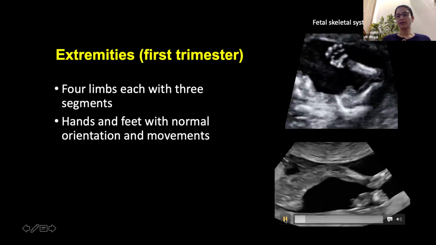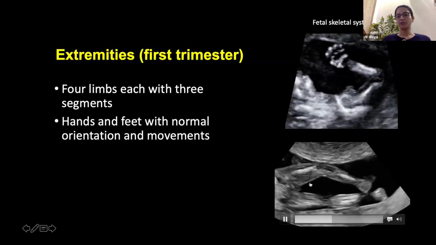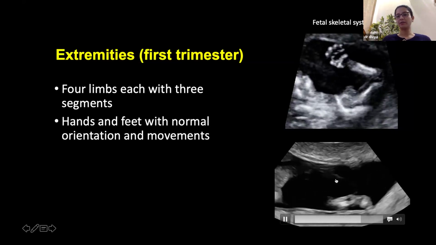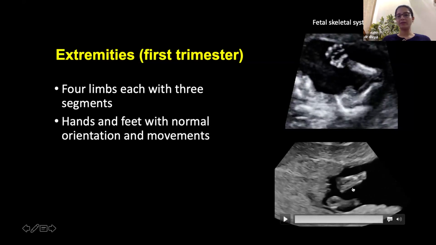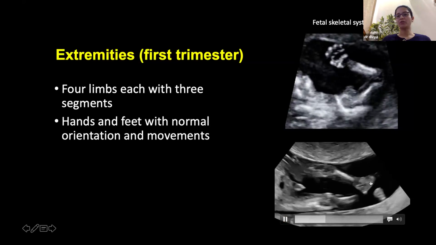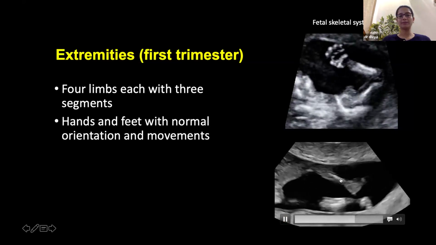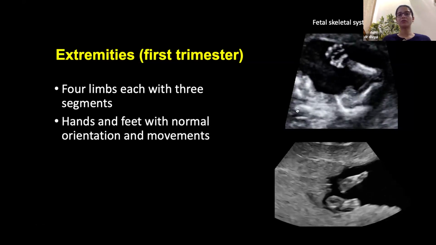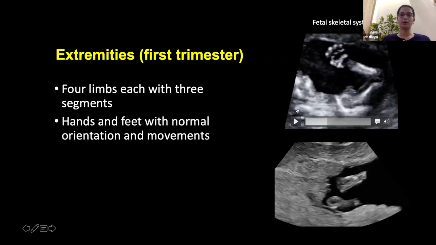We can also have a look at the lower limbs as you see here, both the femora, the tibia and the fibulae, tibia being the medial bone and fibula the lateral one. And we can also appreciate the normal orientation of the feet with respect to the lower limbs. Again, one must remember to look for movements of both the upper and the lower limbs in the first trimester as well.